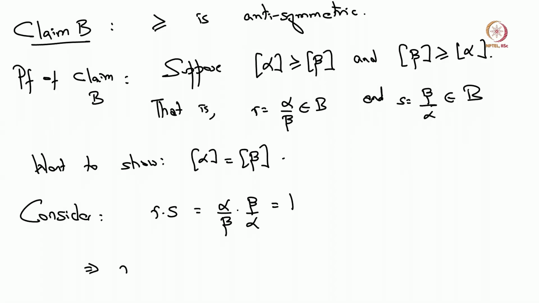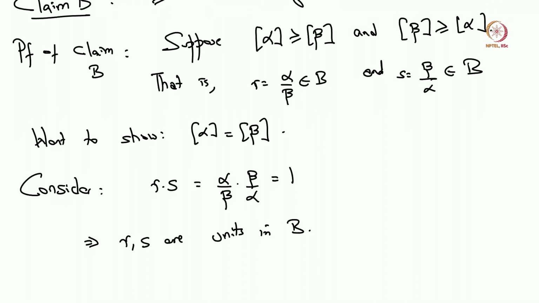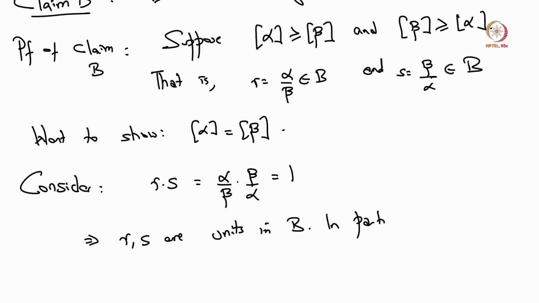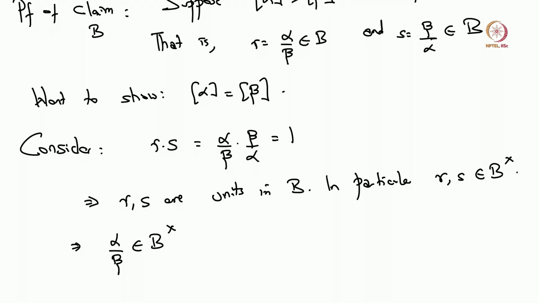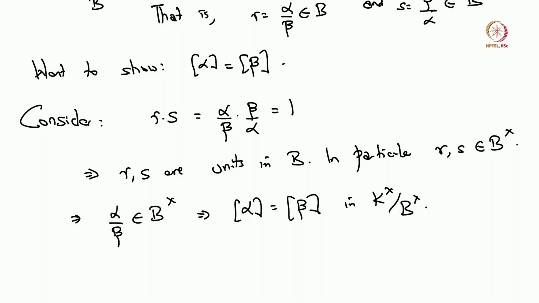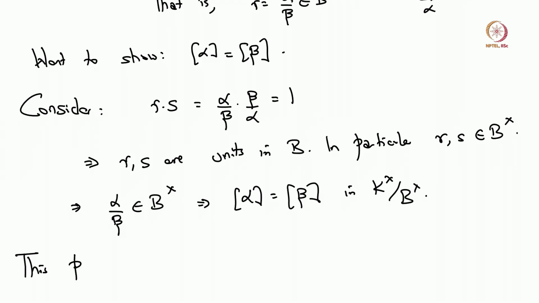So this means that R and S are units in B, and in particular R, S belong to B cross. Okay, so this just means that alpha over beta belongs to B cross. So alpha and beta define the same coset representatives in K cross mod B cross, since the ratio belongs to B cross. Okay, so we've shown this, and this proves claim B.